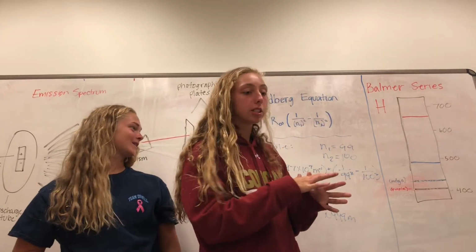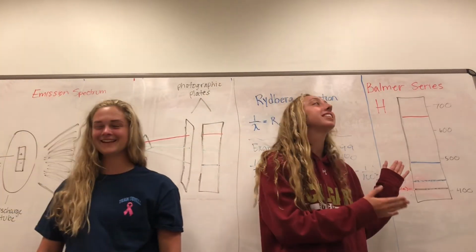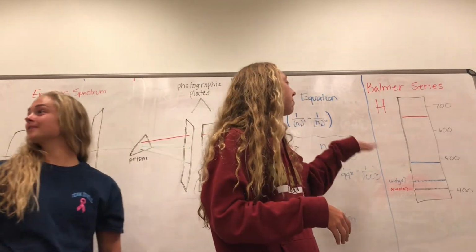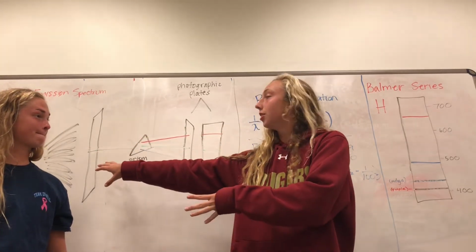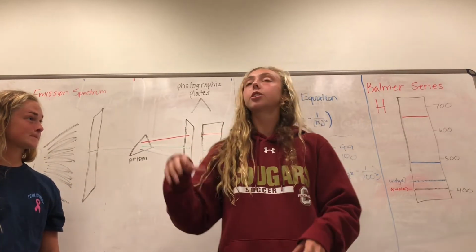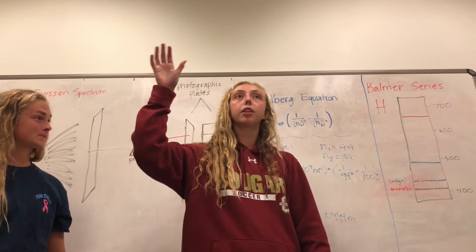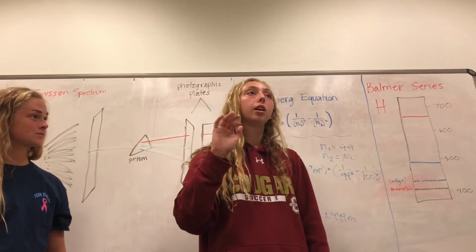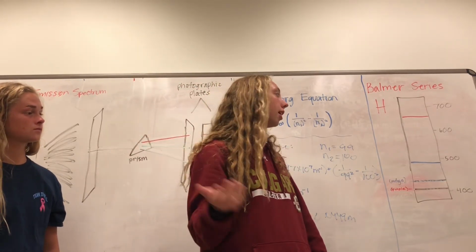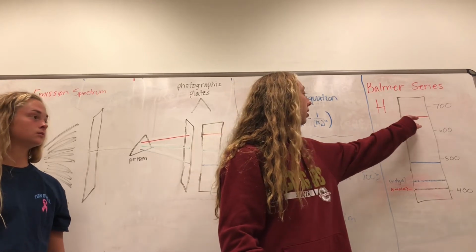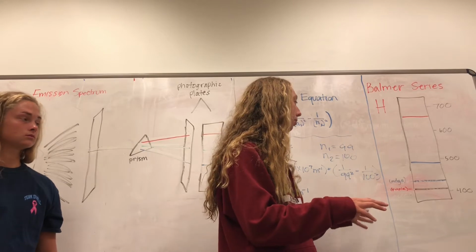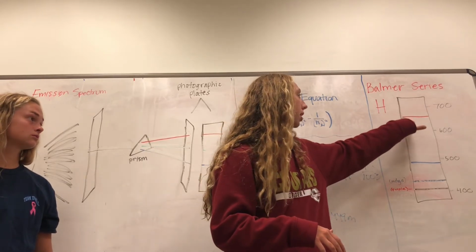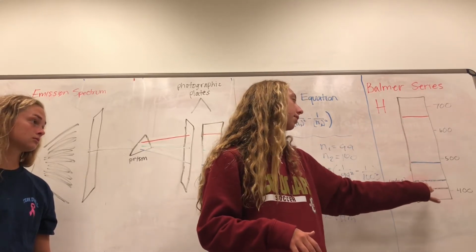So the Balmer series is formed when the electrons go from a higher shell to n equals 2, or the second shell, and then the electrons experience a burst of energy and emit light at these specific values.